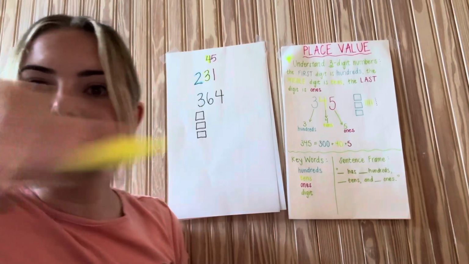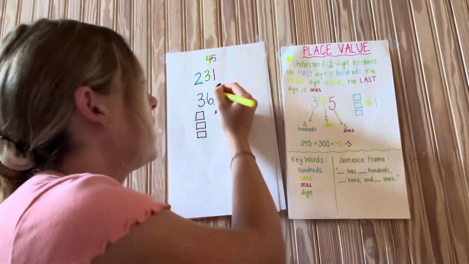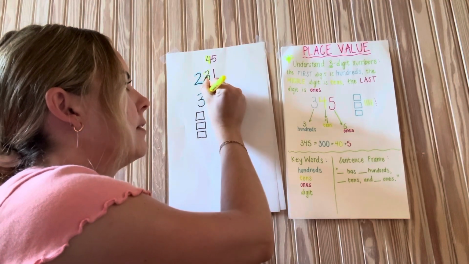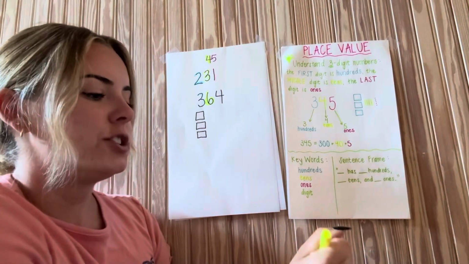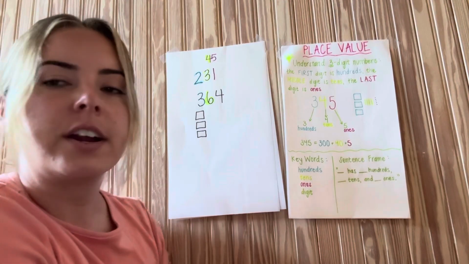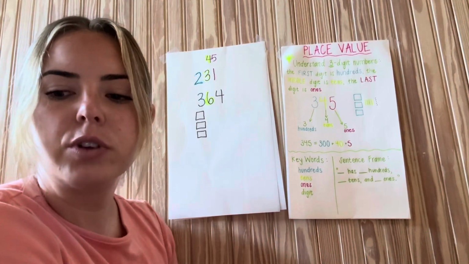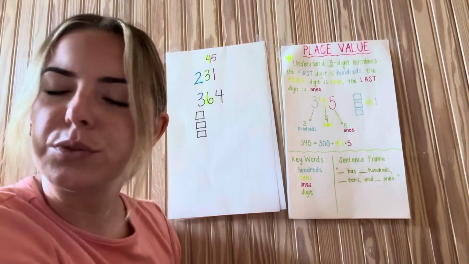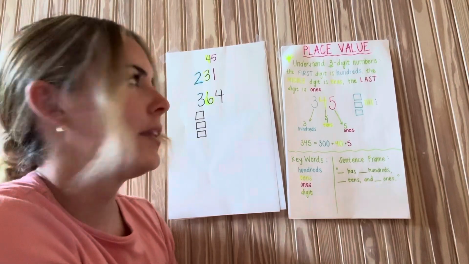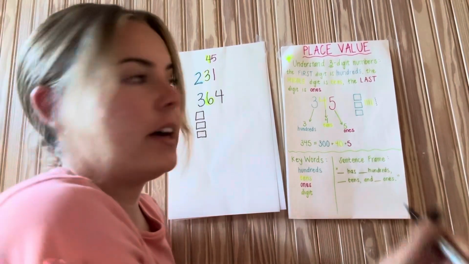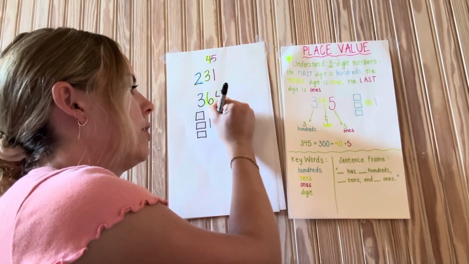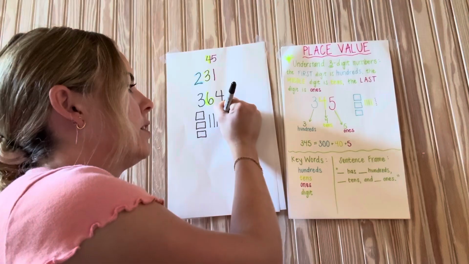That's correct. It is the 6. Good job. So the 6 is our tens spot. So for our tens, instead of drawing 10 boxes, we're going to draw sticks for our 10 sticks, okay? And we have 6 of them. So we're going to draw 6 lines. 1, 2, 3, 4, 5, 6.